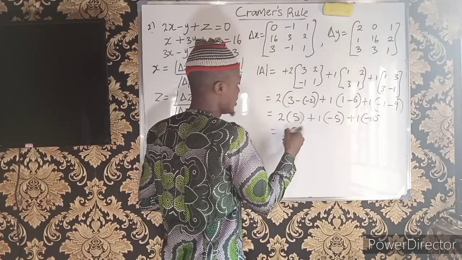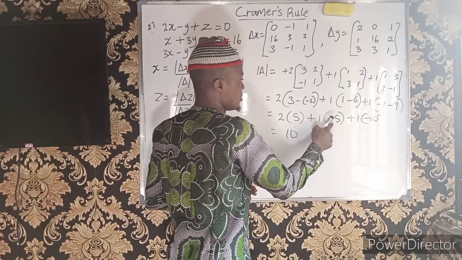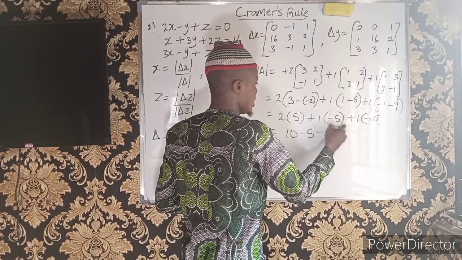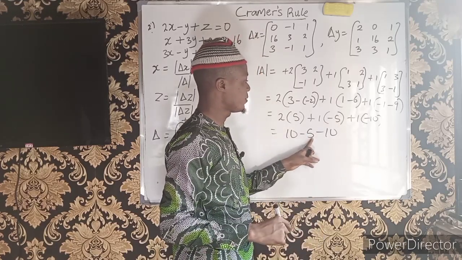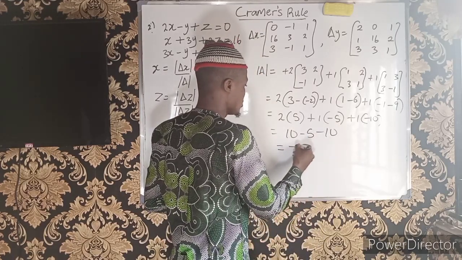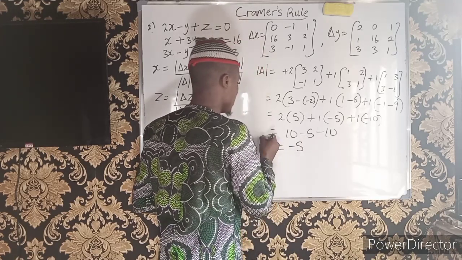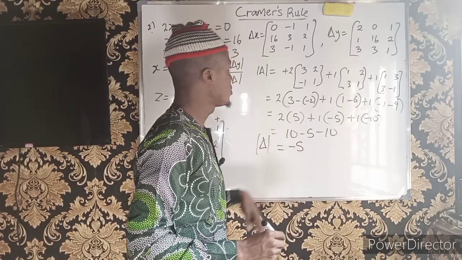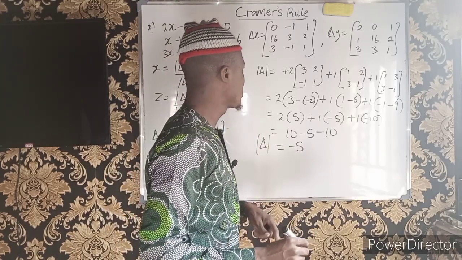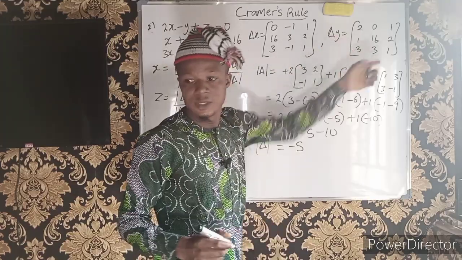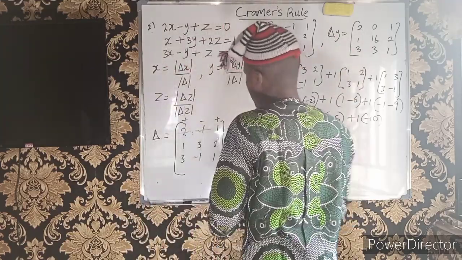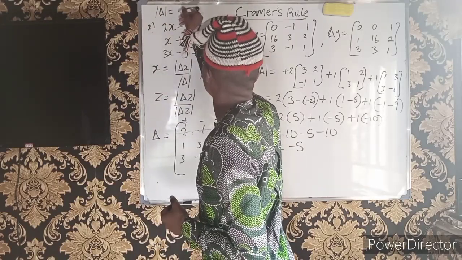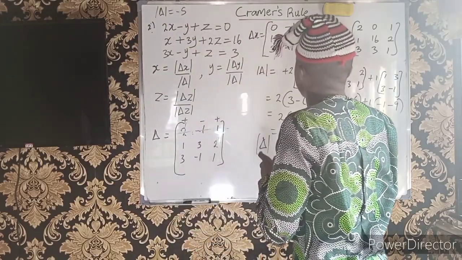This will now be 2 times 5 is 10, 1 times minus 5 is minus 5, and 1 times minus 10 is minus 10. 10 minus 5 is 5, and 5 minus 10 gives us minus 5. So the determinant of change is just minus 5. Let us write somewhere here that the determinant of change is minus 5 so we won't forget. We go for change in x.